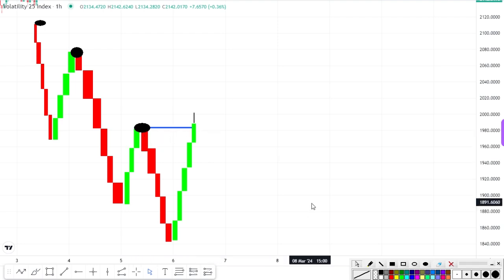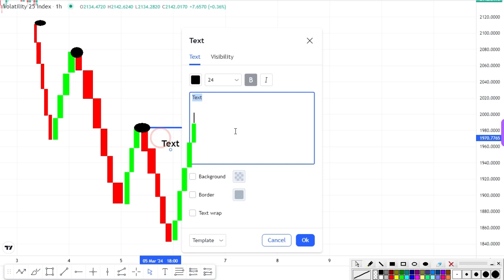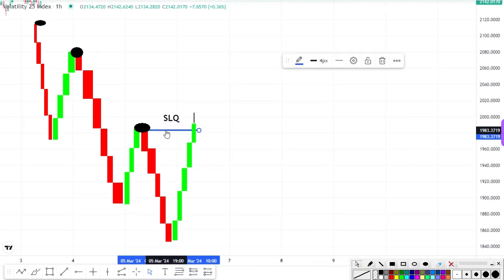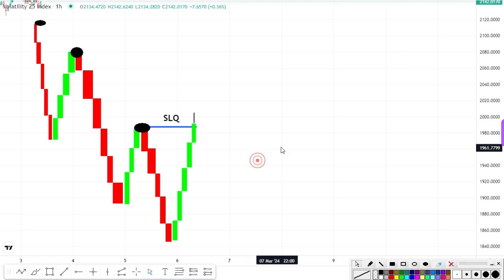So this is exactly what a sweep of liquidity looks like in price action on a chart. This is our liquidity sweep right there. So this is a downtrending example. So let's see an uptrending example.